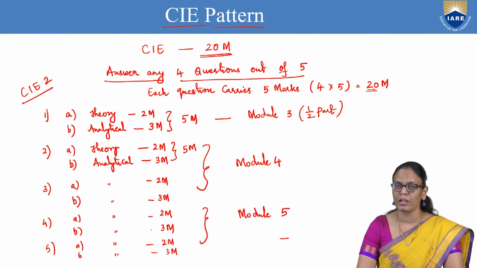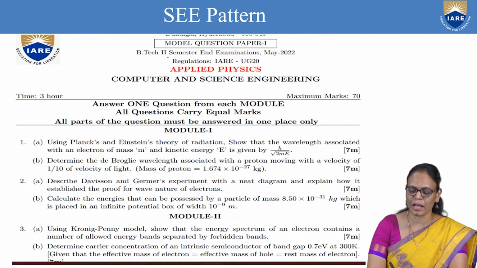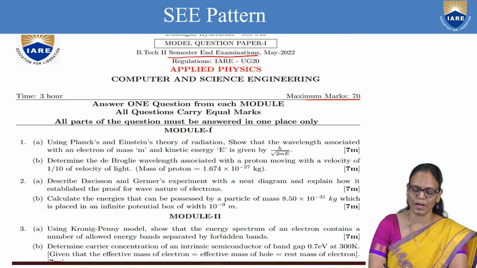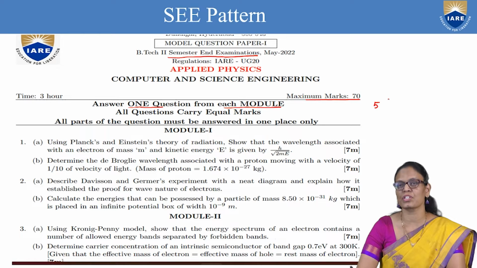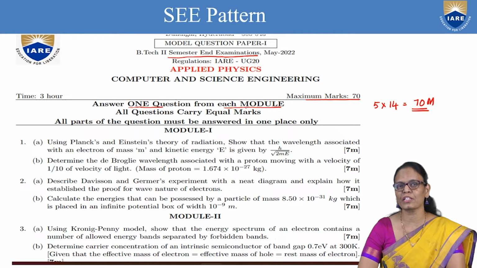CIE. Now coming to the SEE, that is the semester end examination. The semester end examination will be for 70 marks, and you will have all the 5 modules. How many questions do you have to answer? You have to answer 1 question from each module, which means you will be answering 5 questions, and each question will carry 14 marks. So 5 into 14 will be 70 marks. So answer 1 question from each module.